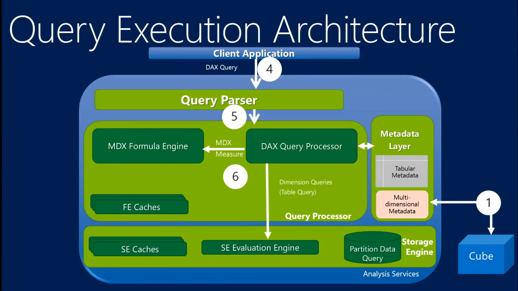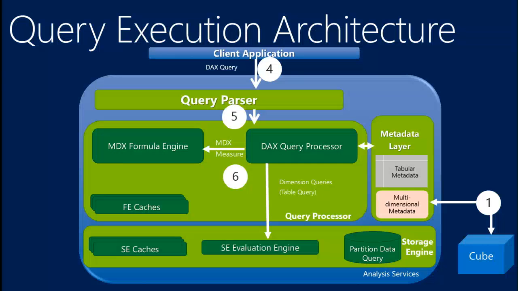The DAX query can consist of two different parts. It can contain measures, and measures in the multidimensional world are MDX measures. And it can contain, for example, I want to see sales amount by fiscal year. Fiscal year is not a measure, it's just an attribute. So what it will do is go directly down into the dimension query, and it goes directly into the storage engine to retrieve those values.